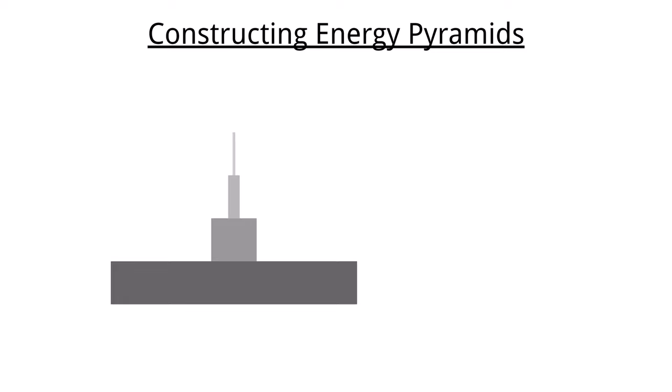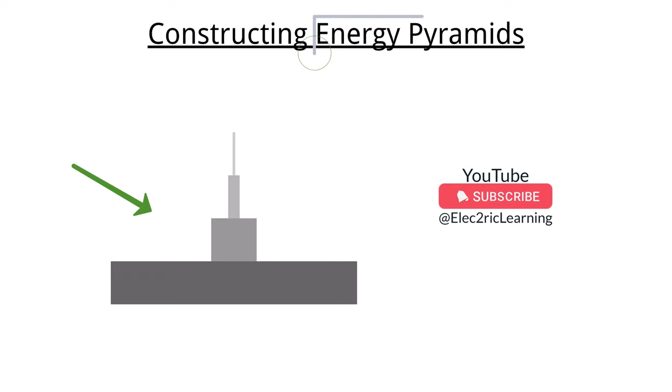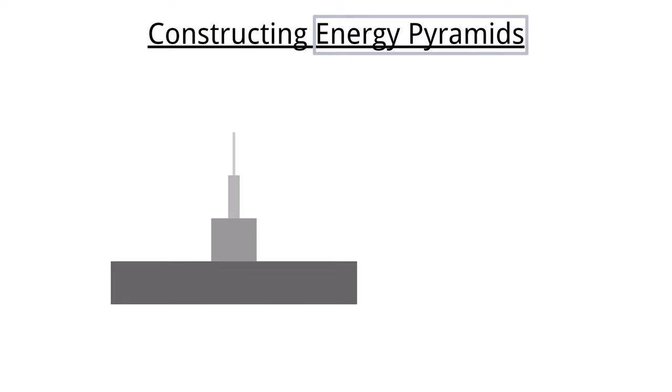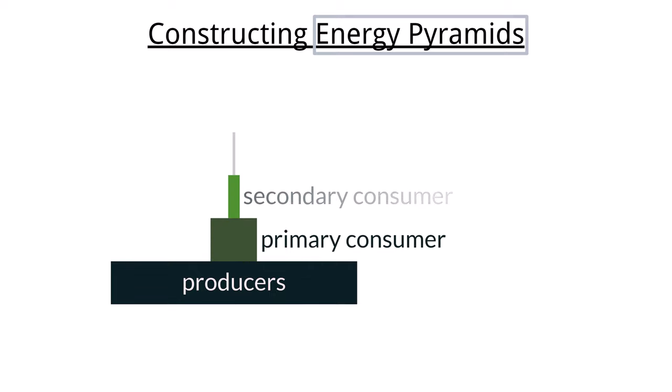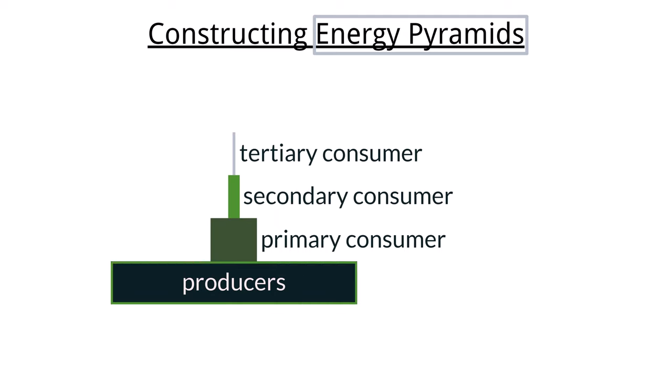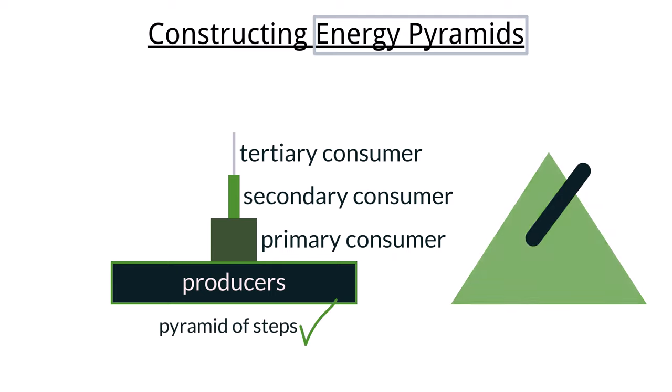To simplify and illustrate the amount of energy in each trophic level within an ecosystem, ecologists create diagrams called energy pyramids. These pyramids are constructed in a specific way with the lowest trophic level on the bottom, aka the producers, and the subsequent trophic levels stacked above in order, from primary to secondary to tertiary consumer. An energy pyramid should always be created with rectangles that represent the amount of energy in each level, which results in the pyramid looking like steps and not like a large triangle.